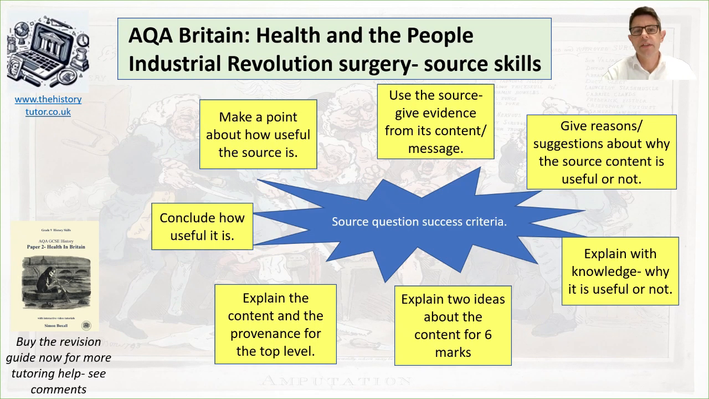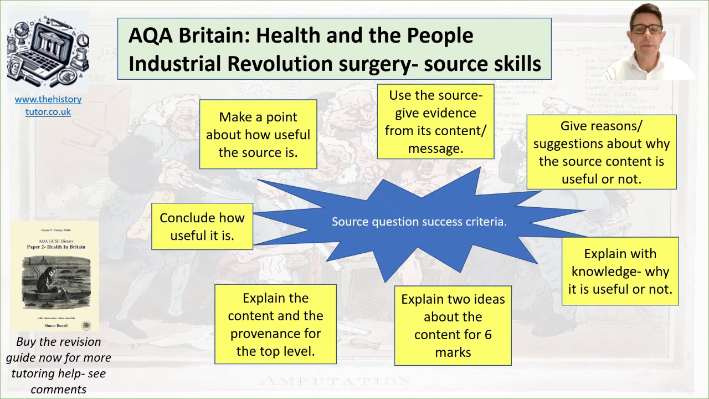Okay, so here's some of the ideas I've gone for. First, it's really important to make an argument. So we need to start by making a point about how useful the source is. The source is very useful because. Then we need to give some evidence to back that up. So normally we might start with the content of the source, what we see in the source, what we've read in the source, and give a message from it. For example, the source shows this.